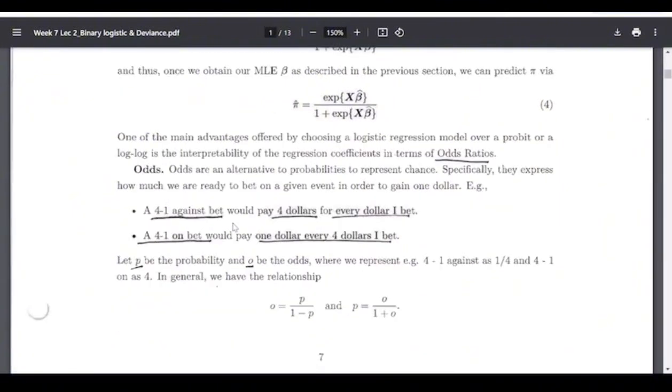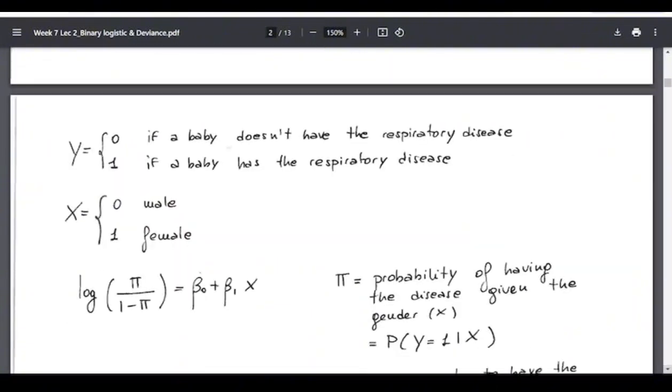Okay. And I'm just giving an example here. When somebody bets 4 against 1, it actually means you pay $4 for every $1 bet, and 4 against 1 loss means you pay $1. So I'm just trying to explain to you the way odd ratio works. But that is not where I'm going. I'm actually going to move on.